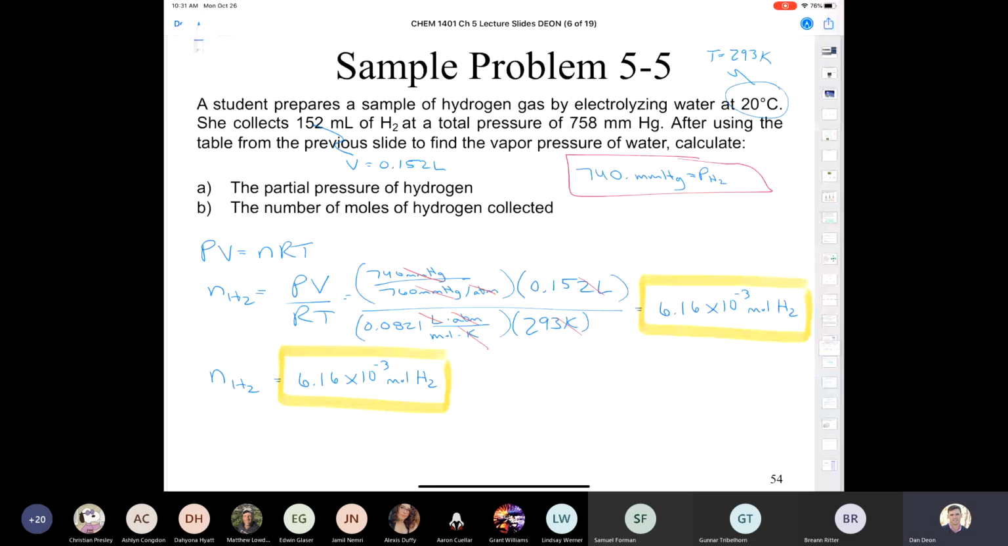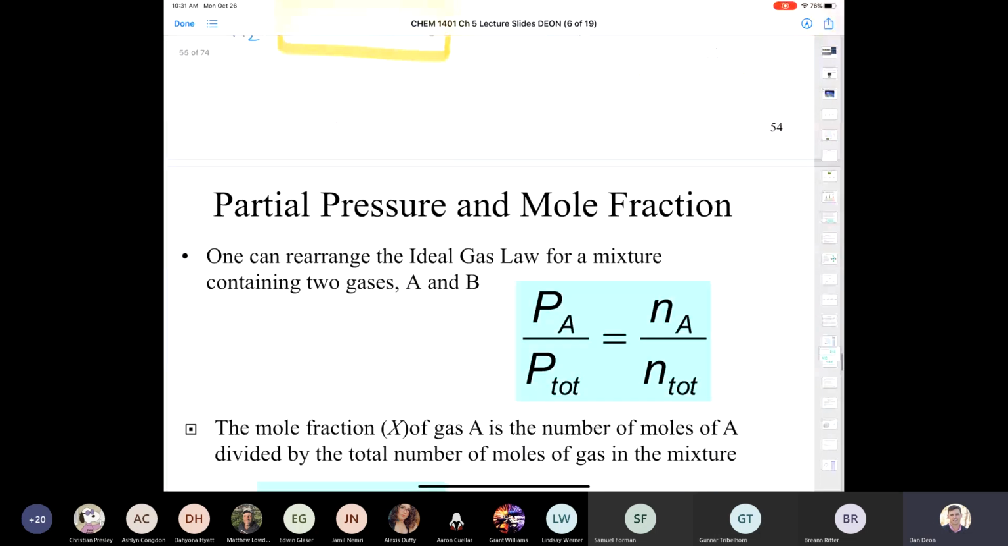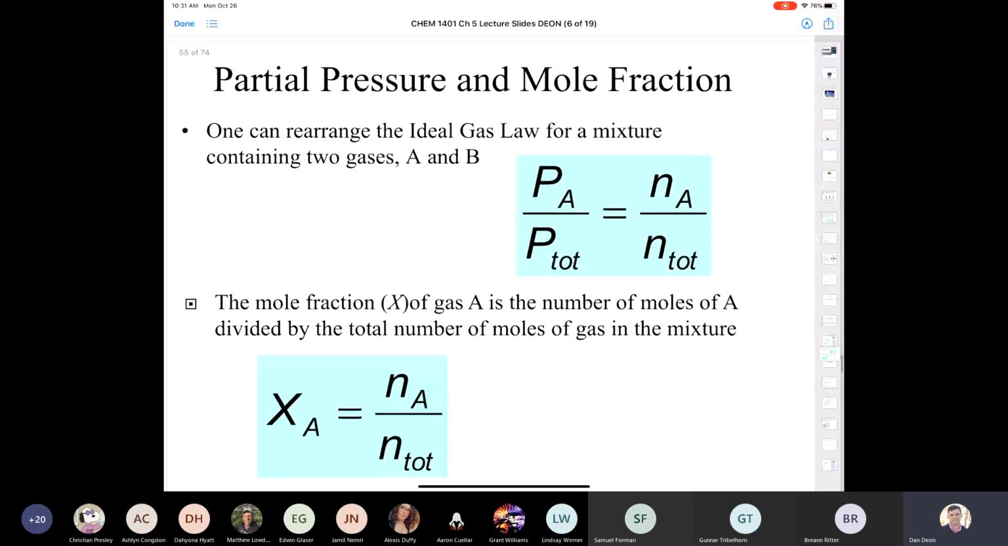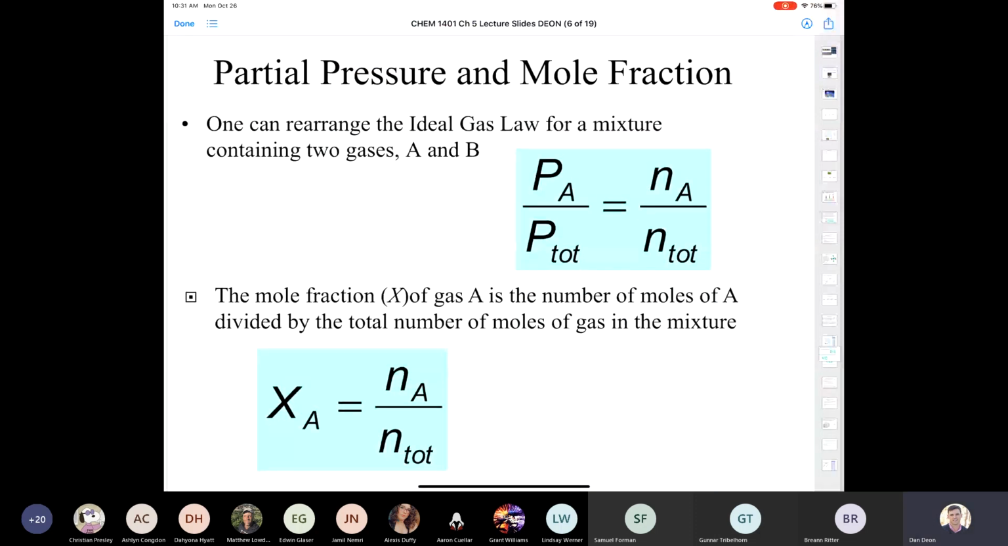All right, great. Well, chemistry is content driven, right? Let's move on to the next subject, which deals with partial pressure and mole fraction. Now, we can rearrange the ideal gas law for a mixture containing two gases, A and B. And we can say that the pressure of A over the total pressure, and P total means the pressure of A plus the pressure of B.